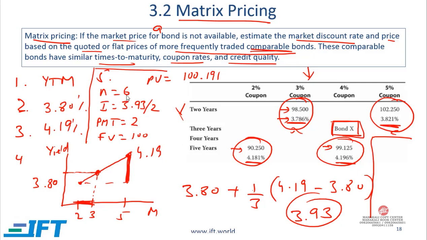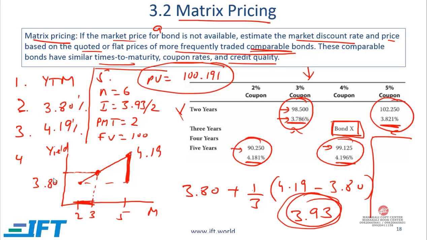N is equal to 6 because we have a 3-year bond and this is a semi-annual bond. The interest rate is 3.93 over 2 because this is the interest rate for a year. We need to de-annualize, so divided by 2. Payment is 2 because the coupon rate is 4% per year. Every 6 months the coupon payment is 2. Assuming a par value of 100, plug in these numbers and you get a PV of 100.191. So this is the process.